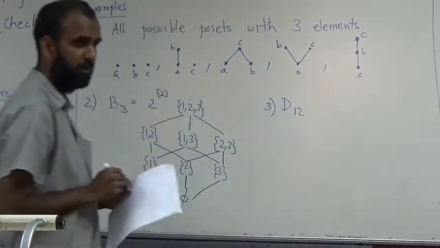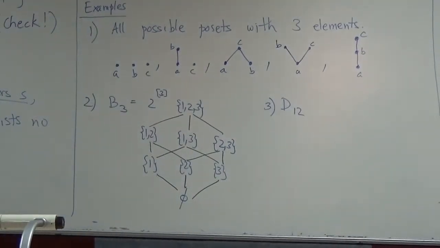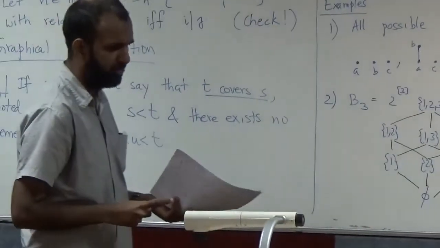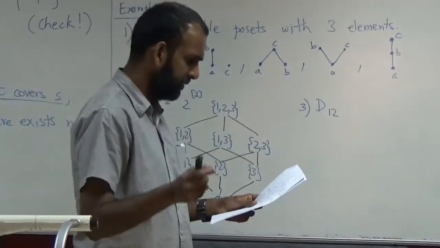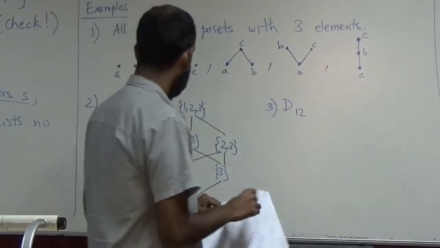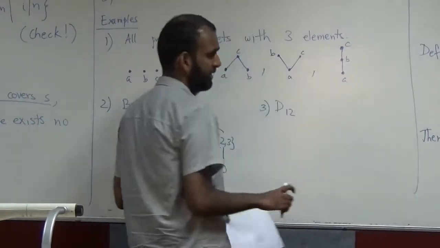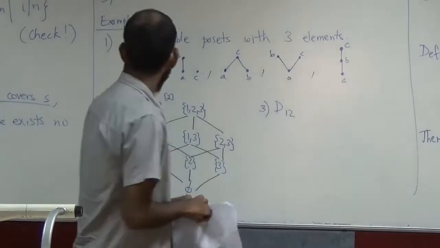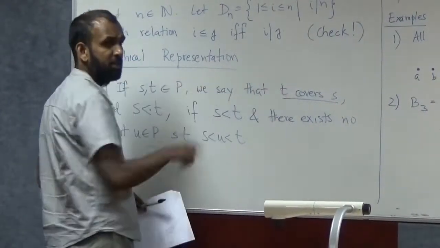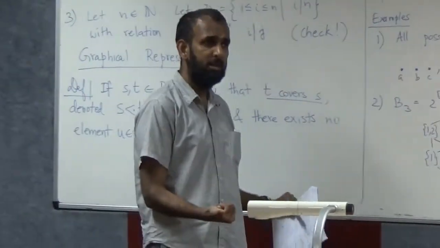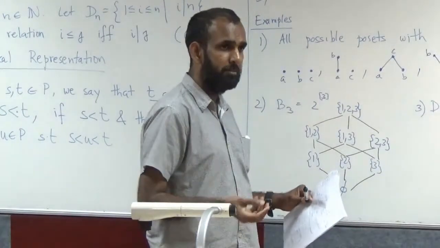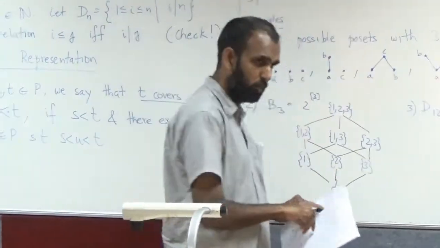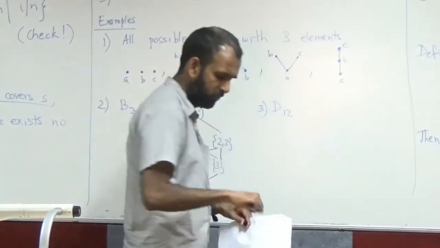Let's say D12. It's pointless to take numbers which have very few prime factors, because otherwise the poset is boring. So here, what's the smallest number? For Dn, remember, i is less than or equal to j if i divides j. The smallest elements will be those which cannot be divided by anything else. There's only one such number, which is 1. So 1 is at the bottom.